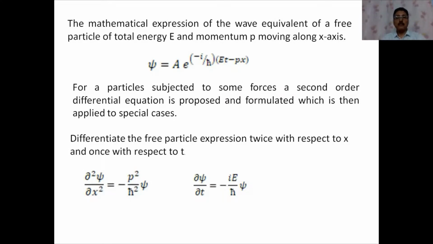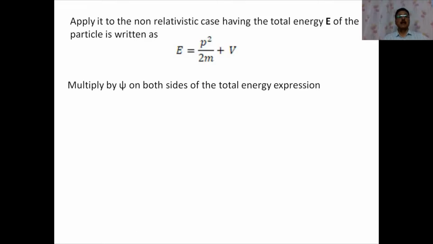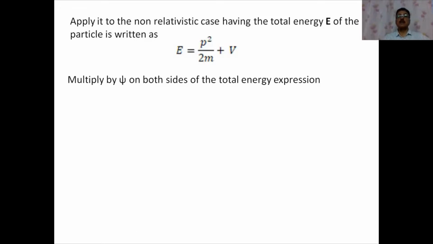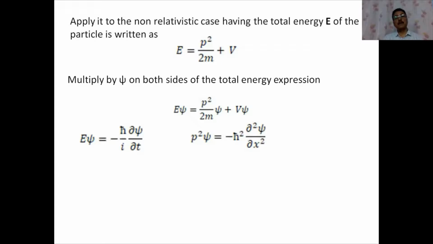Then applied to the non-relativistic case, the total energy of the particle is written as E is equal to p square by twice m plus V. For the non-relativistic case, this total energy is equal to kinetic energy plus potential energy. Now multiply by psi on both sides of the total energy expression, then E psi is equal to p square by twice m psi plus V psi. Now let us use the energy operator, that is E is equal to minus h cross by i del del t, just multiplying by psi we have this expression, and with the momentum operator, we have p square psi is equal to minus h cross square del 2 psi del x square. Now let us put these two in the above expression and you get this.